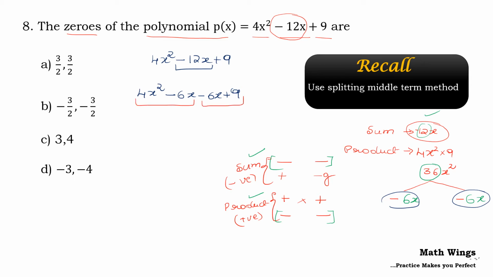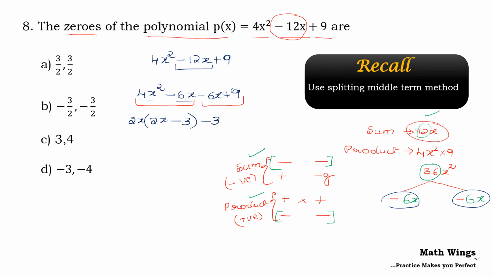We can write here 2x, which is common in the first and second term. When we take 2x common out, the remaining is 2x here. And in the second term, the sign is negative. x is already taken out. So 2 threes are 6. Remaining in the bracket is 2x minus 3. So in the second set, we have minus 3.